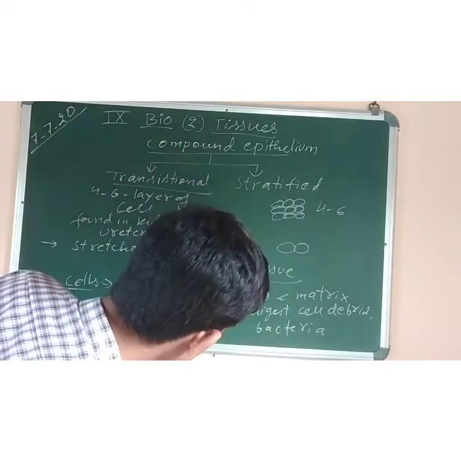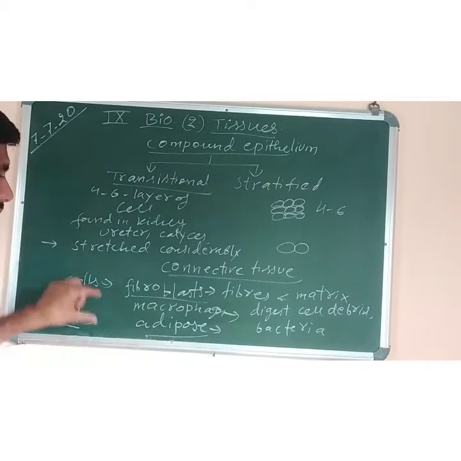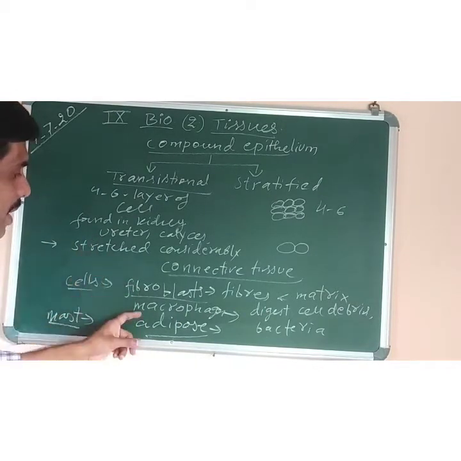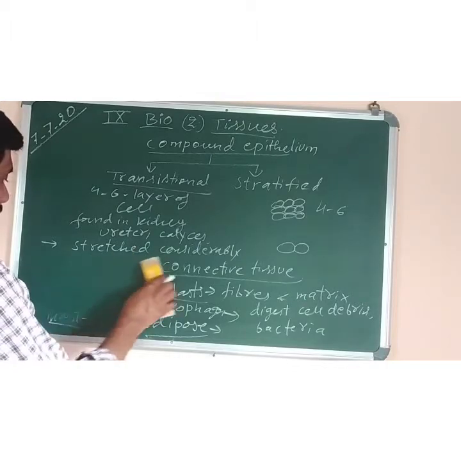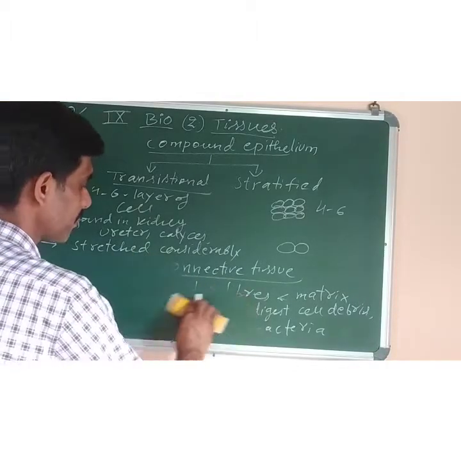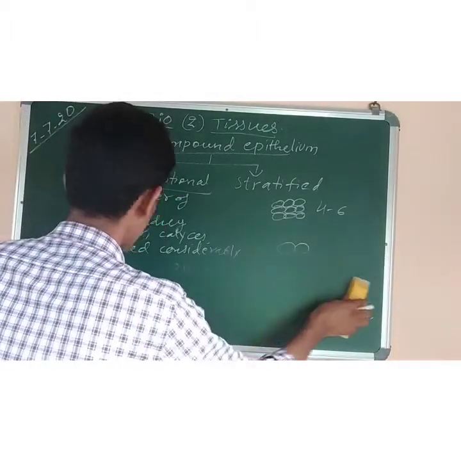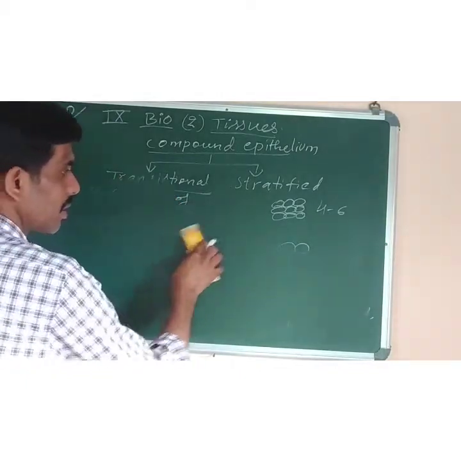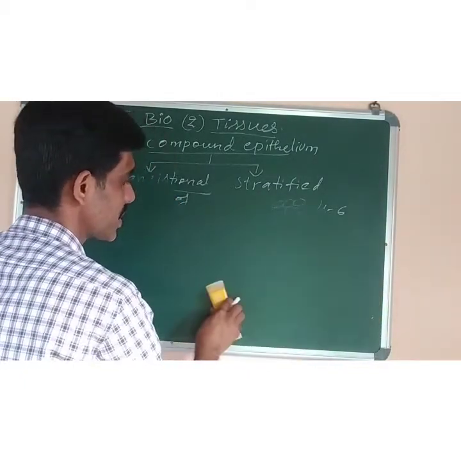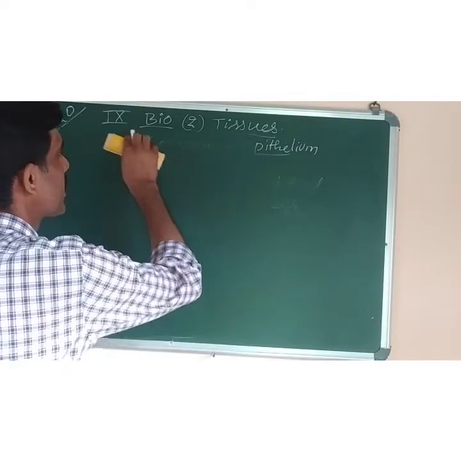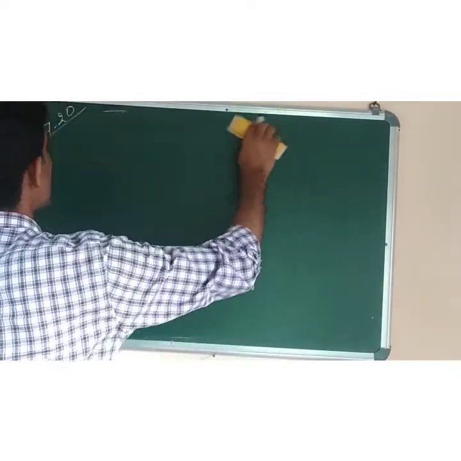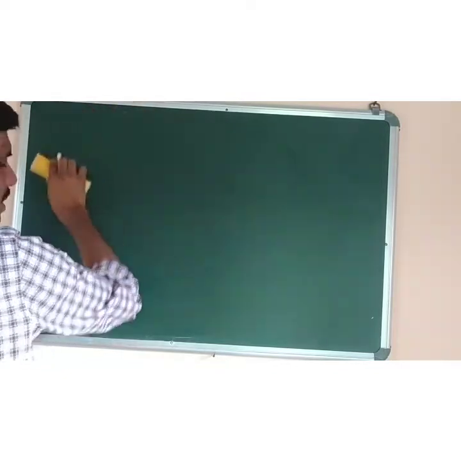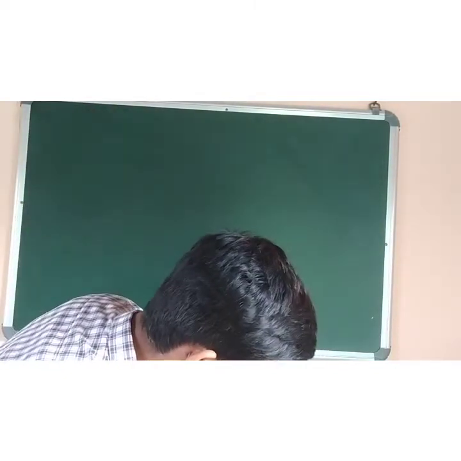Then we have the fibers of connective tissue. These are the cells of connective tissue: fibroblast, macrophages, adipose, then mast cells. Okay, they are the different types of cells found in connective tissue. Now next we have the different types of fibers which are present. What are the fibers present in connective tissue? It is collagen fibers, elastic fibers, and reticular fibers.